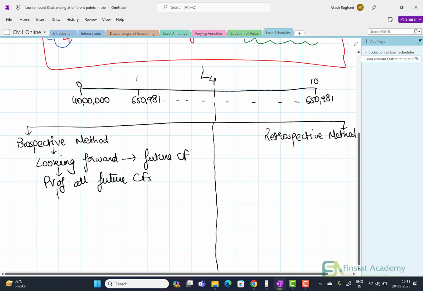So if I'm talking here from time 4 till time 10, so till 4 installments are done, can I say after 4, 6 more installments are left? So L4 will be equal to the present value of all 6 installments, which will be nothing but 6,50,981 A6, because there are 6 installments left.